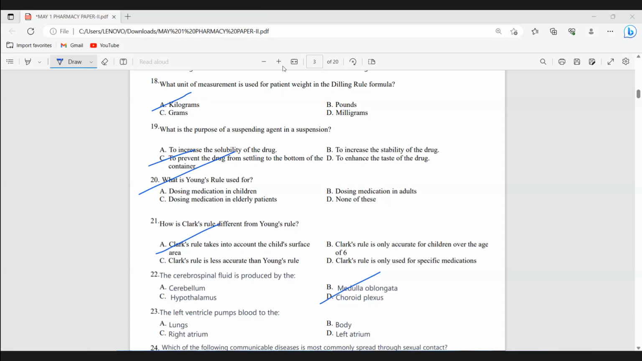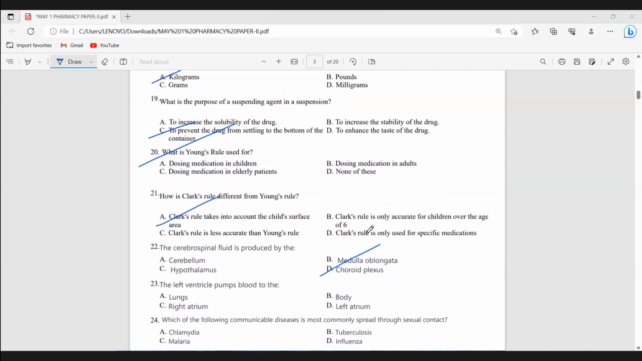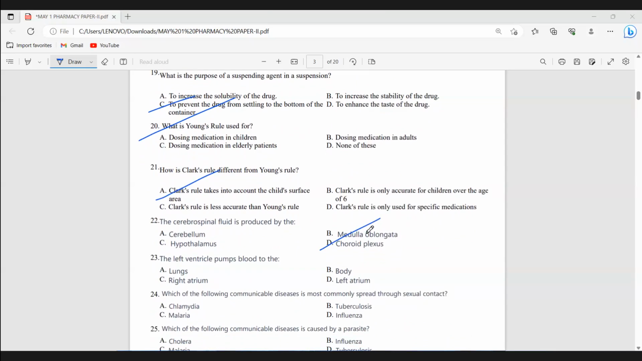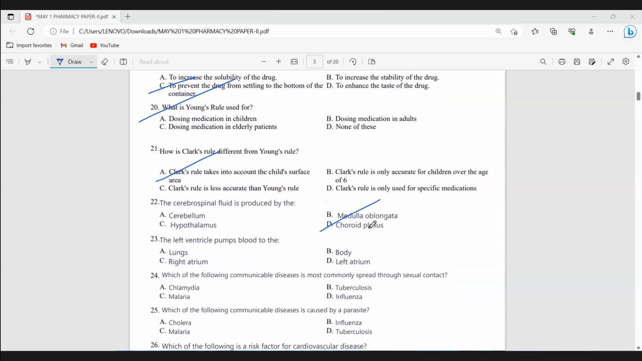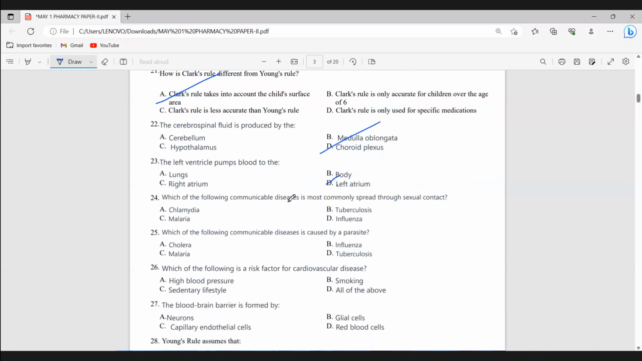Can you hear my voice? It is reading. I lost my connection. The left ventricle pumps blood to... The left ventricle pumps blood to your left atrium. Then 24, which of the following communicable diseases is most commonly spread through sexual contact? Chlamydia.